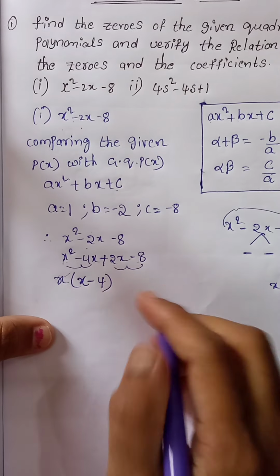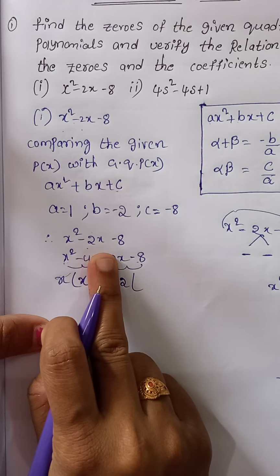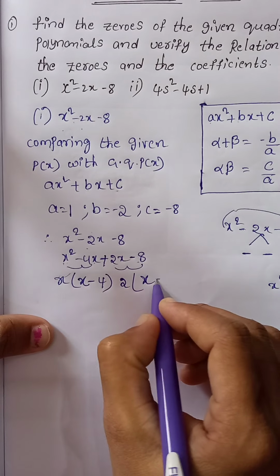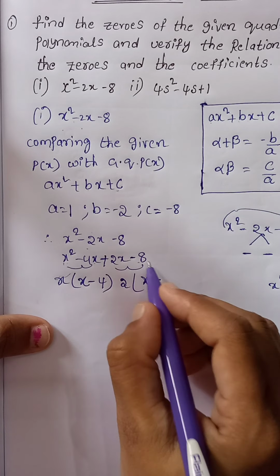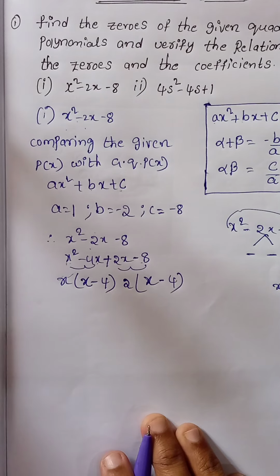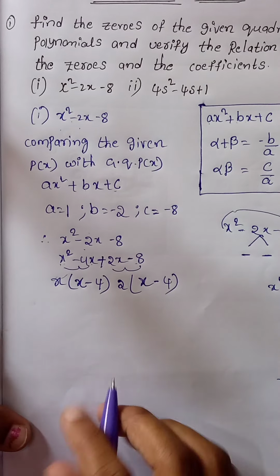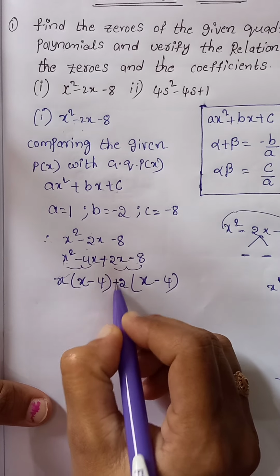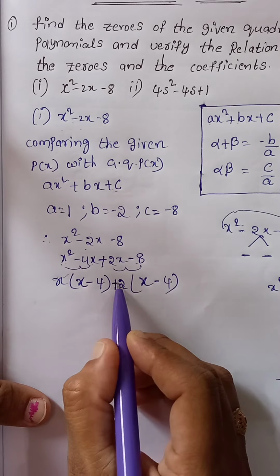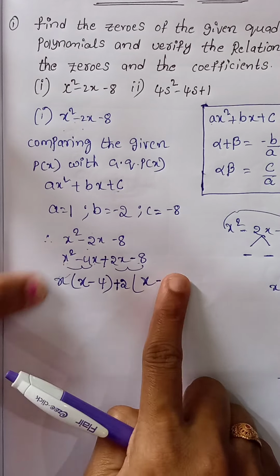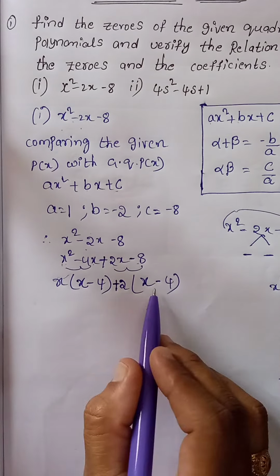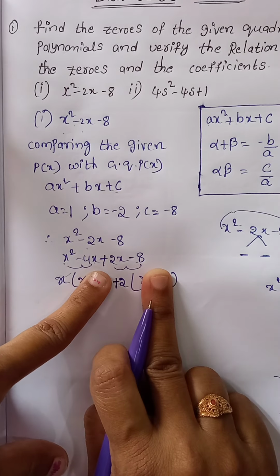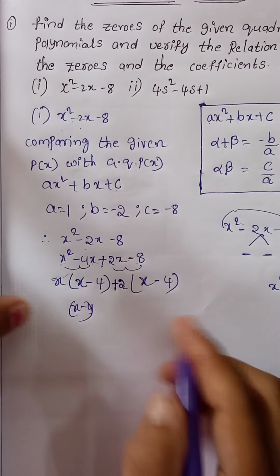Here I am taking 2 as common. If 2 is common we are left with x, and in between we have minus. 8 in the 2 table is 4 times, 2 4s are 8. See again, here in between you have plus, plus 2 is common, I am taking plus 2. If you see here, plus 2 is separate from these two terms. In these two terms again x minus 4 is common. After taking x minus 4 as common, we are left with x plus 2.